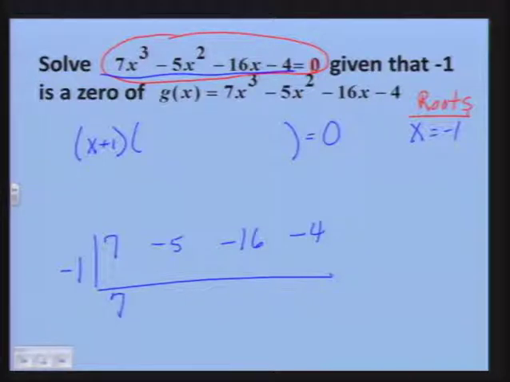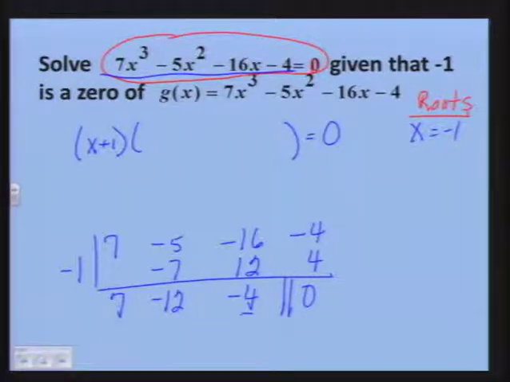Bring down my 7. Negative 1 times 7 is negative 7. Negative 5 plus negative 7 is negative 12. Then negative 1 times negative 12 is positive 12. Negative 16 plus 12 is negative 4. Negative 1 times negative 4 gives me positive 4. And sure enough, I have a remainder of 0. And I expected that since I knew that x equals negative 1 was a root.